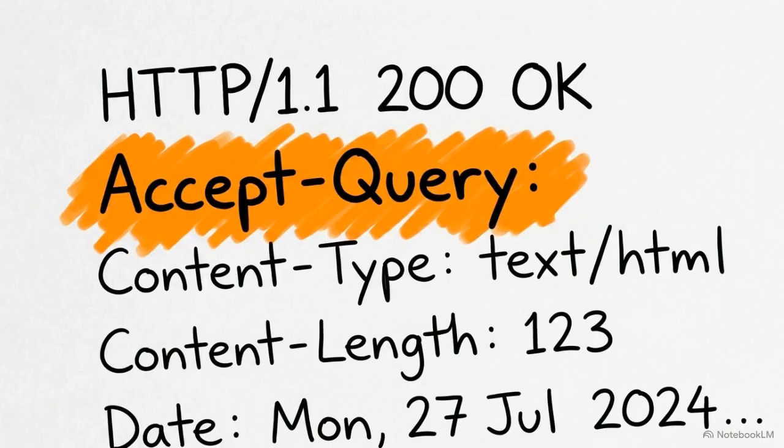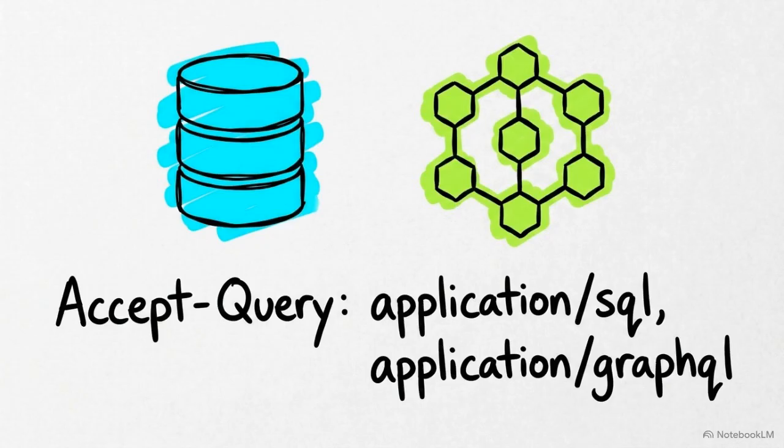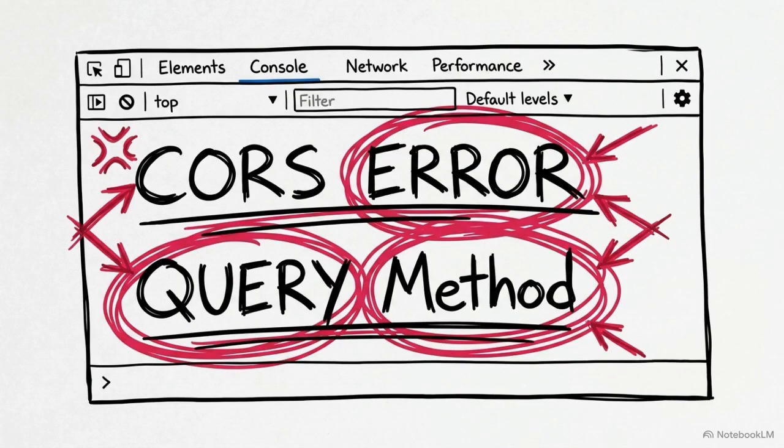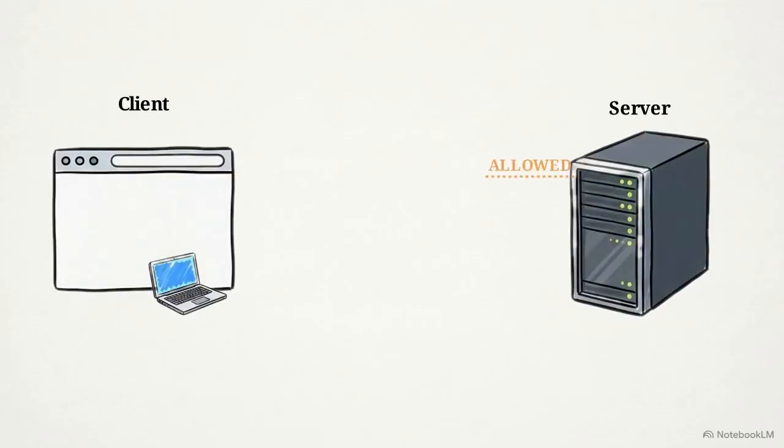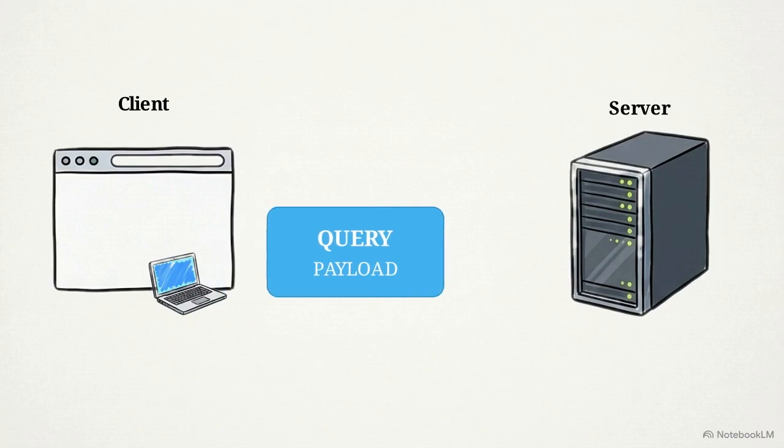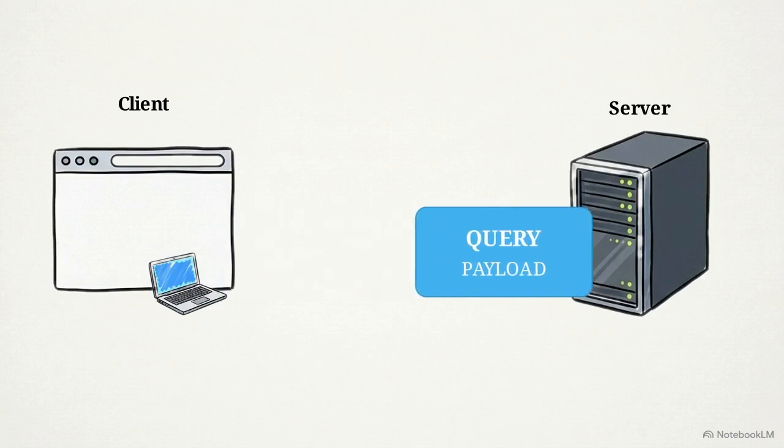This code shows the Accept-Query response header. It allows a server to proactively inform clients exactly which query formats, like SQL or GraphQL, are supported on that endpoint, utilizing standard structured field syntax. For browser implementation, QUERY is not a core safe-listed method. Any cross-origin request using QUERY will strictly require a pre-flight OPTIONS request before the browser transmits the payload.